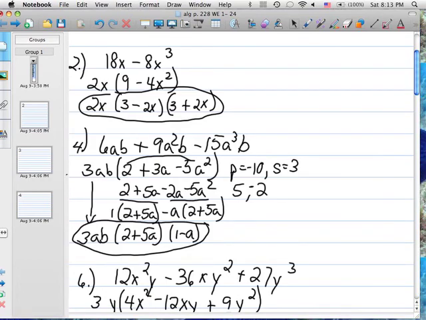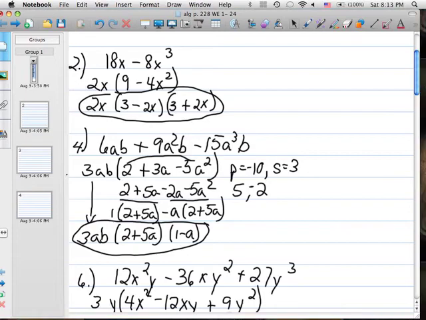So we're going to use product sum, split the middle, since the number in front of a squared is a negative 5, not 1. So our product is negative 10. The sum is 3. And the two numbers that work are 5 and negative 2. And the 5 has to be positive for the sum to be positive 3. So we're going to split the middle. The 3a becomes 5a minus 2a.